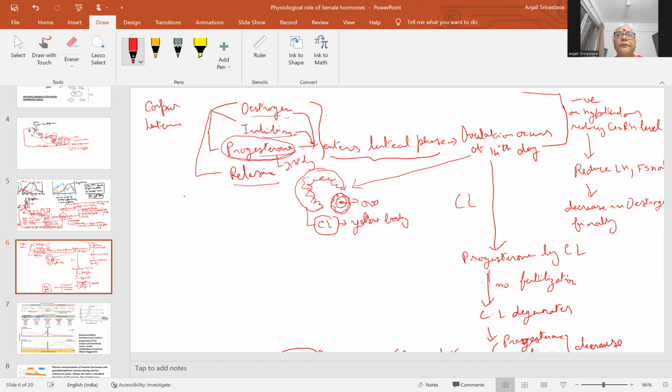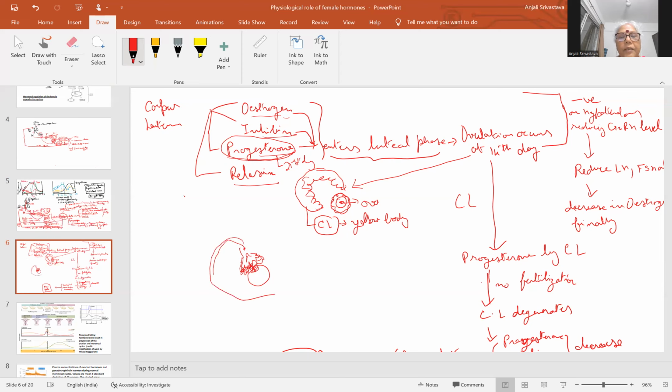And now in the fallopian tube, the released ovum is captured or held by these fimbriae. This is the fallopian tube. Here is the ovary, and the fimbriae, with the help of finger-like projections, receive the ova. It ruptures from here, and this is the site of fertilization once the ovum is released, and then it reaches the uterus.